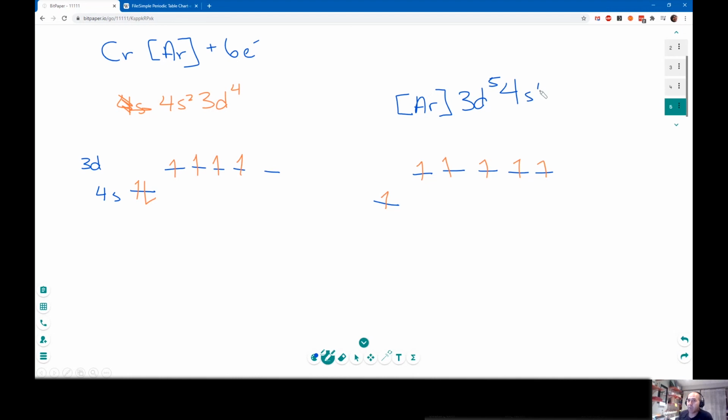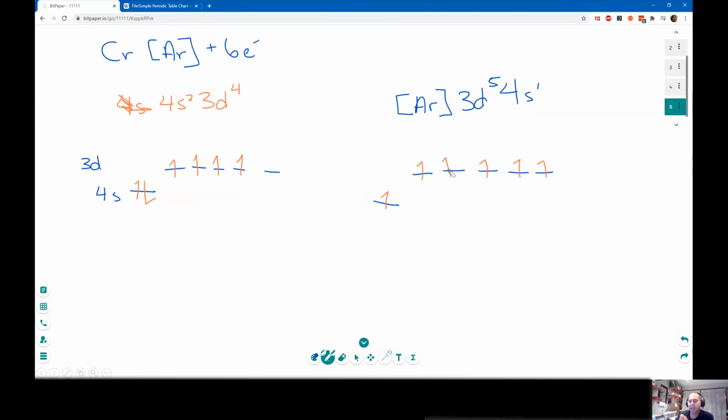The reasons for this are really complicated. If you do the calculations, it turns out that this arrangement is actually lower in energy than this arrangement. There are a bunch of empirical observations that support this. When we say something has empirical evidence, empirical means from experiment or observation. And one of them is that chromium is one of the few transition metals that makes a +1 ion.